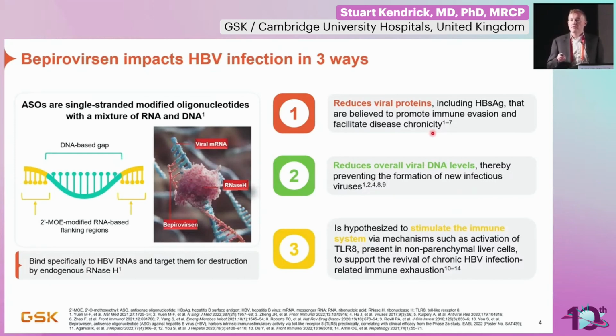Bepi has been shown to address the three mechanisms that contribute to hepatitis B persistence. It can reduce viral proteins by eliminating pregenomic RNA. It can reduce viral replication and viral DNA. And it's also been shown to have a moderate immune stimulatory effect, apparently acting as a weak TLR8 agonist.